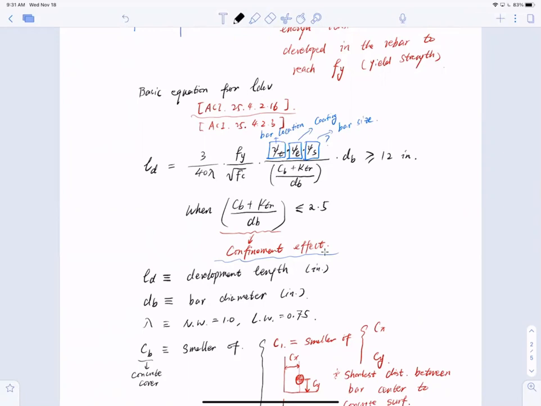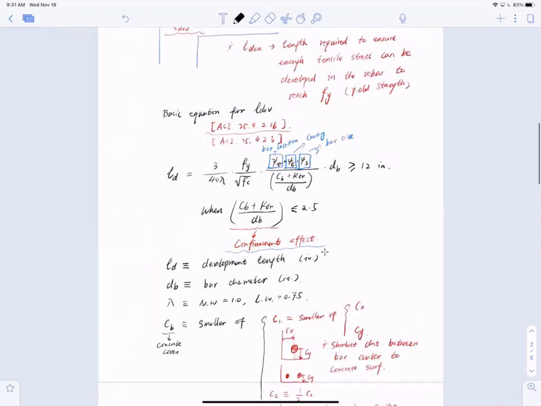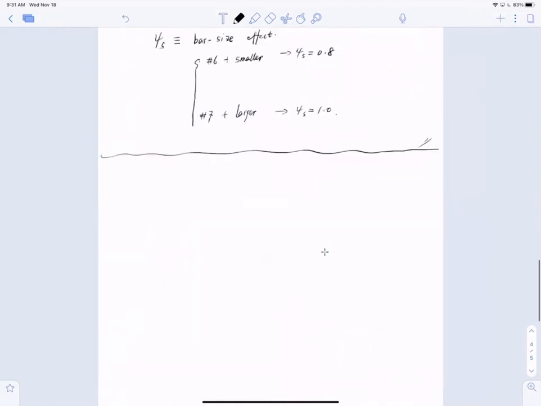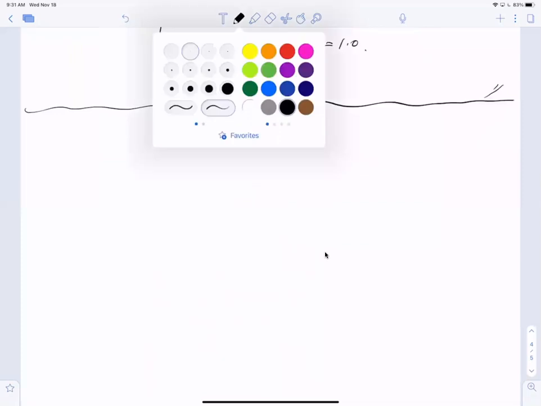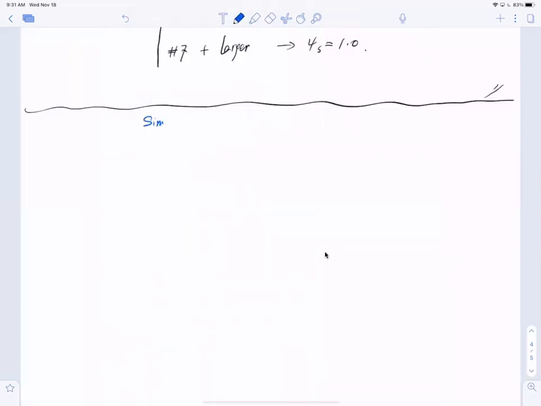All right. So now in this case, ACI also presented a simplified approach. Meaning you don't have to use all these complicated things. You can use a simplified approach. Okay. So let me present the simplified approach. And we're focusing mainly on the tension development length, the tension side of it.